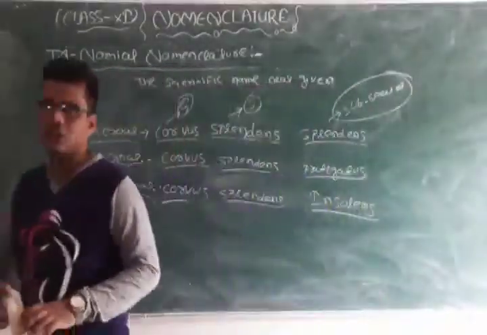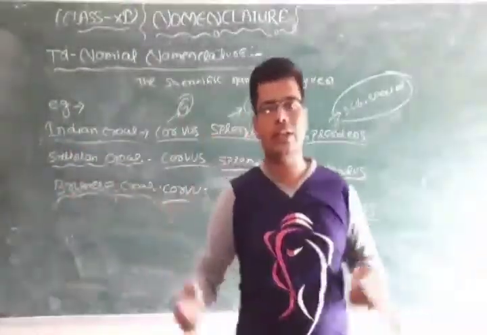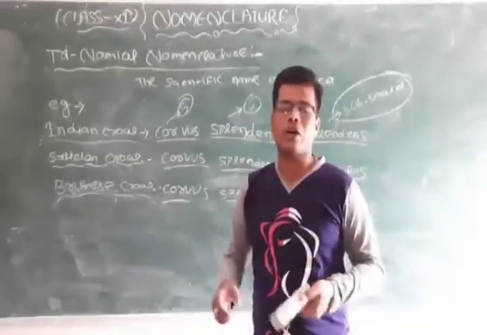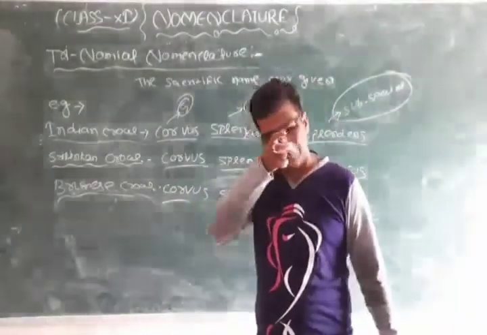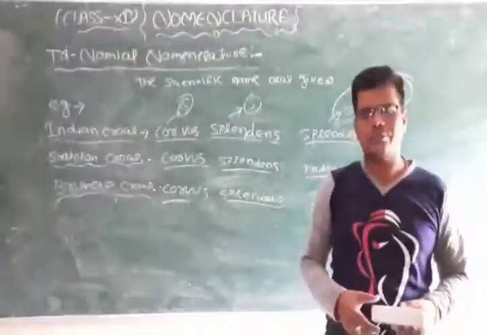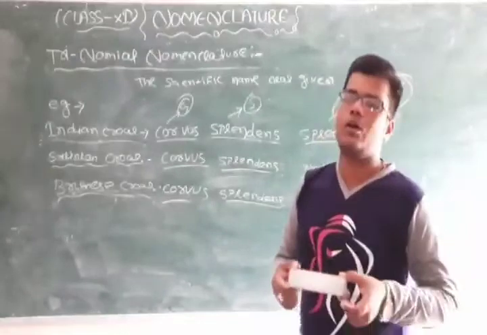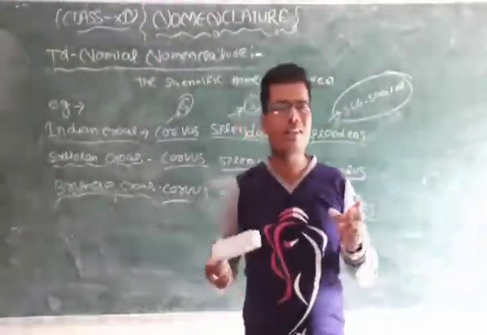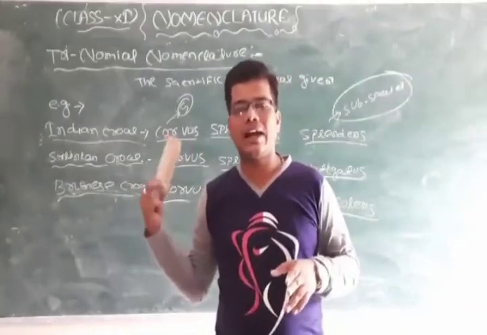So this is all about your binomial nomenclature, trinomial nomenclature, or the nomenclature system, and how the scientific name is given to a particular organism. This is all about your nomenclature system. Okay, in the next video we will discuss the criteria and the committee which has decided the naming system.